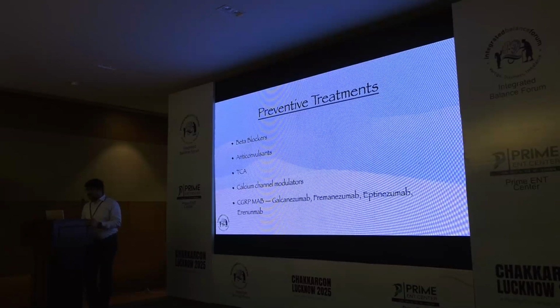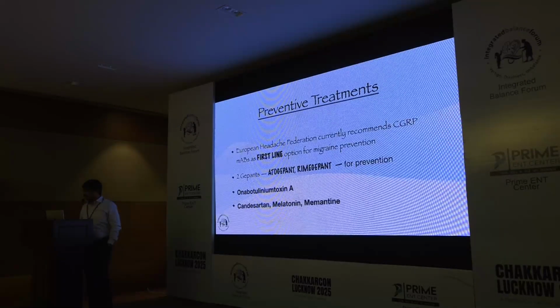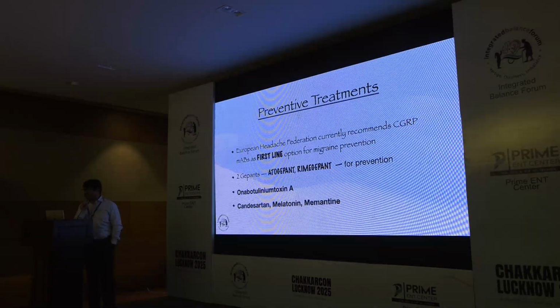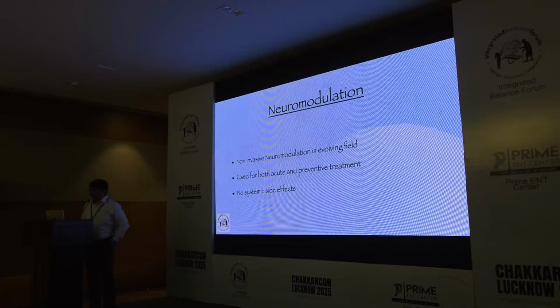So preventive treatment: beta blockers, anticonvulsants, tricyclic antidepressants, calcium channel modulators, and CGRP monoclonal antibodies. The European Headache Federation is currently recommending CGRP monoclonal antibodies as the first line option for migraine prevention. For migraine prophylaxis, the European Headache Society has recommended CGRP monoclonal antibodies as the first line. So, eptinezumab and erenumab. And of course, neuromodulation does have a role, but I don't have enough experience in this.